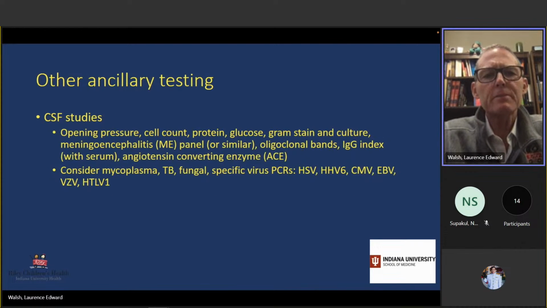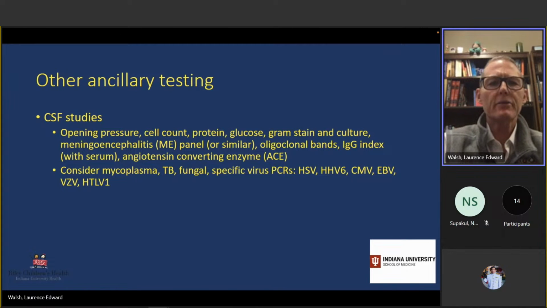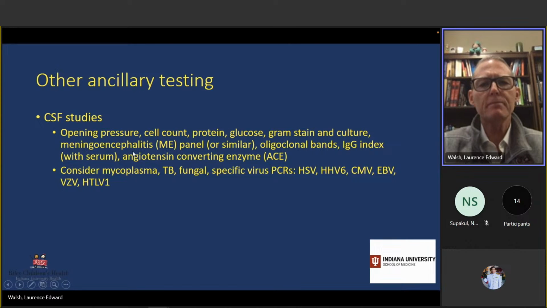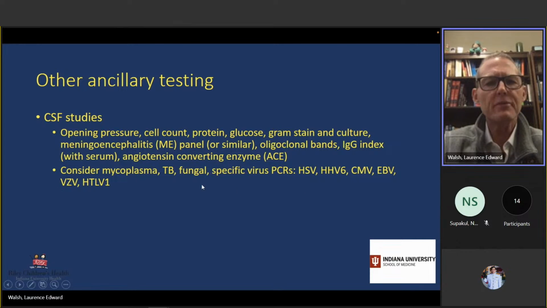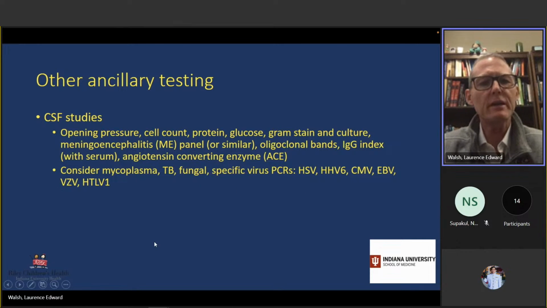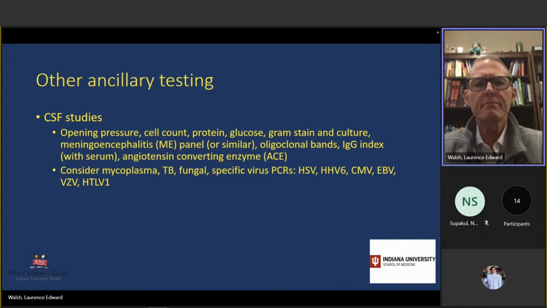So what else do we get on spinal fluid besides cell count, protein, and glucose? Well, get a gram stain. We usually have some sort of PCR-based panel or antigen-based panel, depending on where you're at. We have oligoclonal bands, which we talked about. We get an IgG index. If we think about sarcoid, we get an ACE. And then we have to think about these other things. We do not test for HTLV1 in Indiana much, but certainly in other parts of the world, that would be much more at the forefront.